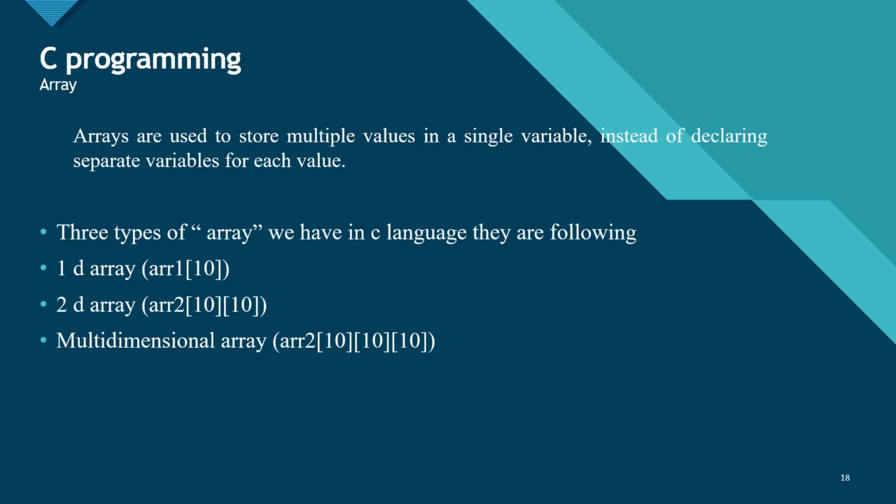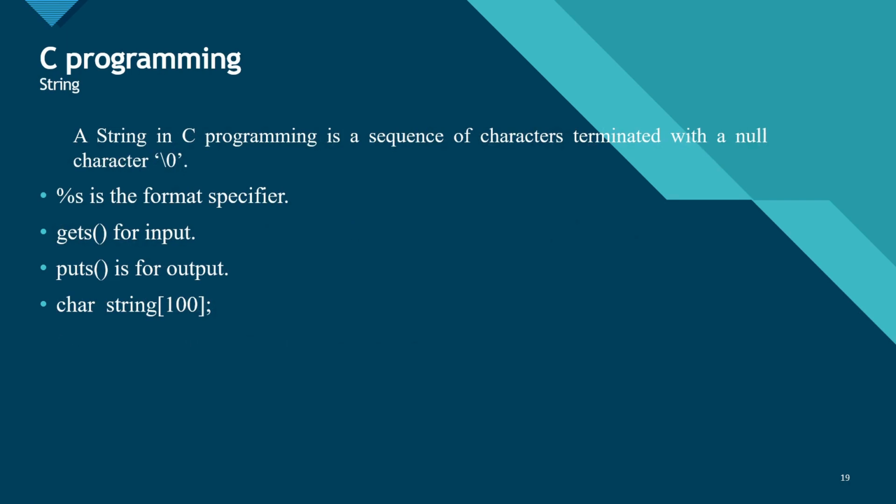Array is used to store multiple values in a single variable instead of declaring separate variables for each value. You can see there the types of arrays we are having in our C programming: 1D array, 2D array, multi-dimensional array.